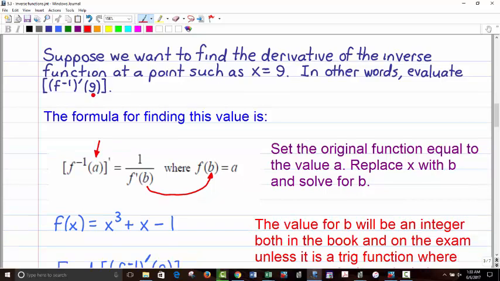So you see, this f inverse, I wrote it a little bit differently than they did, but these are the exact same thing. You're always going to have that a value given to you in the problem. So this says that the derivative of f inverse at a will be 1 over the derivative of the original function at some value b, where f of b equals a.